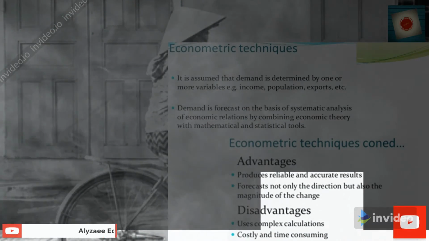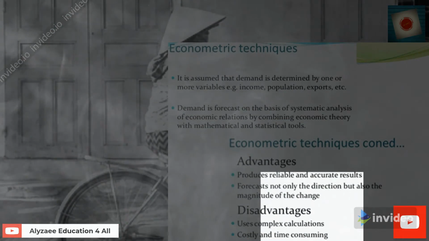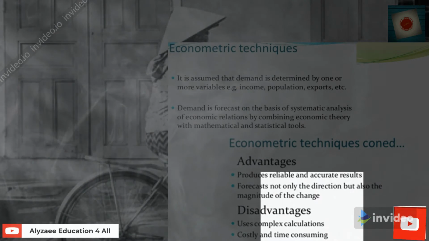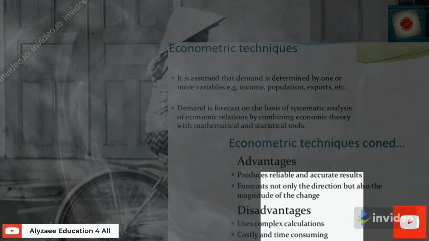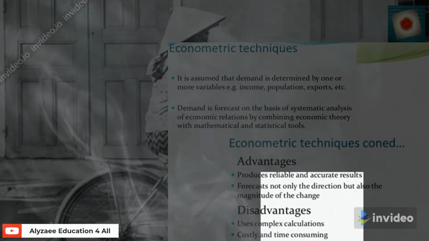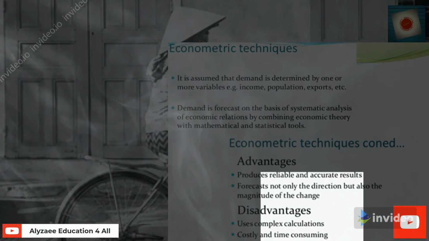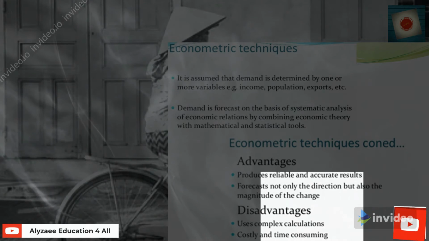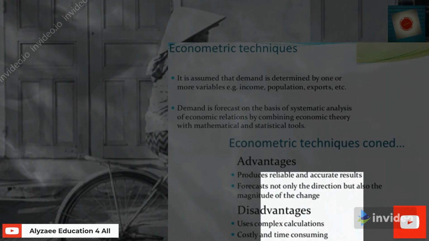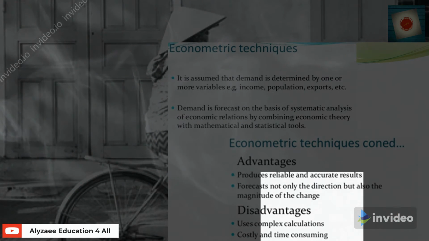Econometric techniques, it is assumed that demand is determined by one or more variables, that is income, population or exports etc. Demand is forecast on the basis of systematic analysis of economic relation by combining economic theory with mathematical and statistical tools. So that gives the overview of the econometric.